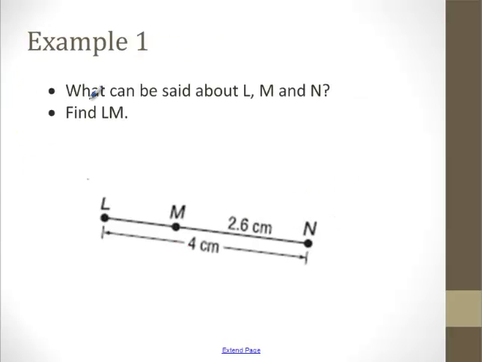So let's start. Okay, L, M, and N are collinear. If they look like they're on the same line, they are on the same line. Go ahead and assume that. We need to find LM, this missing length here. We don't put a line or arrows above it when we're talking about the actual measurement. If the entire thing is 4, the part that's not LM is 2.6. 4 minus 2.6 is 1.4 centimeters. You just have to subtract.